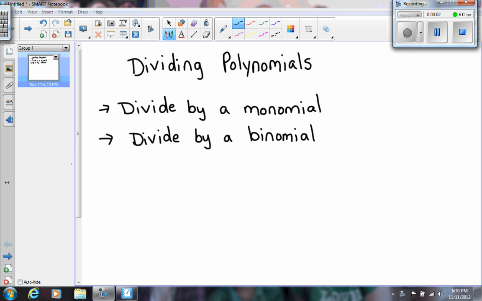Today we're going to divide polynomials, and there's two different types. We're going to do one dividing by a monomial, and we're also going to be dividing by a binomial.